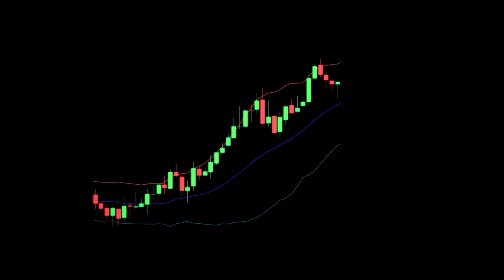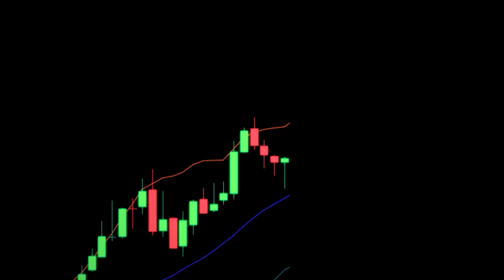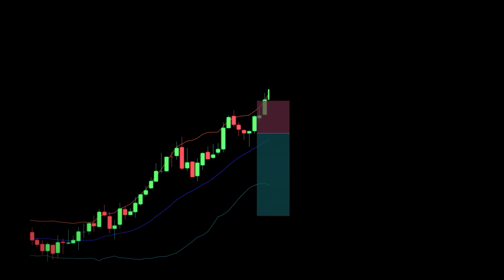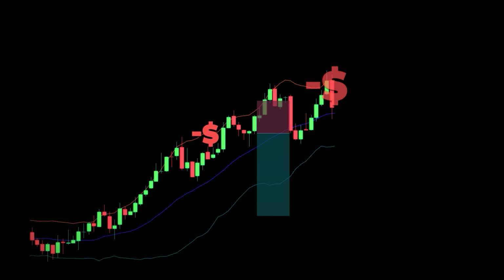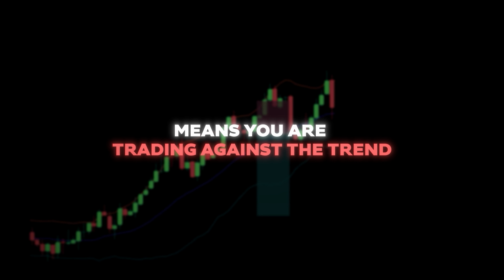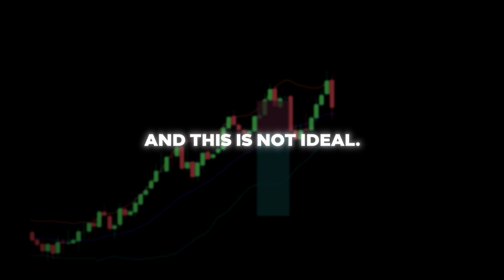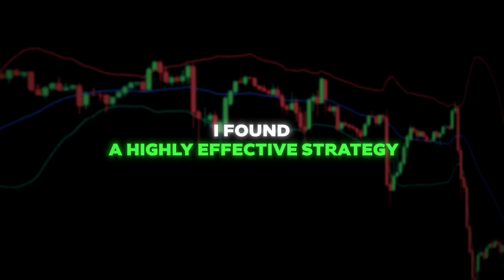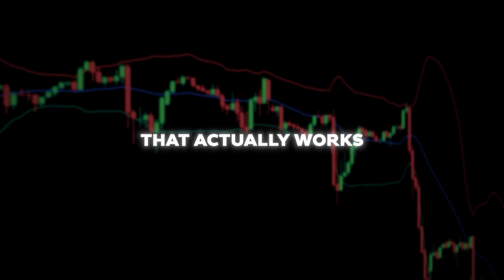Let me explain. Let's say the middle line is moving upward, so we have some evidence of an uptrend. If price breaks above the upper band, it begins to suggest that it's overbought, and you would then look to short the asset. But as time passes, this often happens. The market eventually moves up higher and you end up taking an unnecessary loss. This happens because using the Bollinger Bands as an overbought or oversold indicator means you're trading against the trend, and this is not ideal.